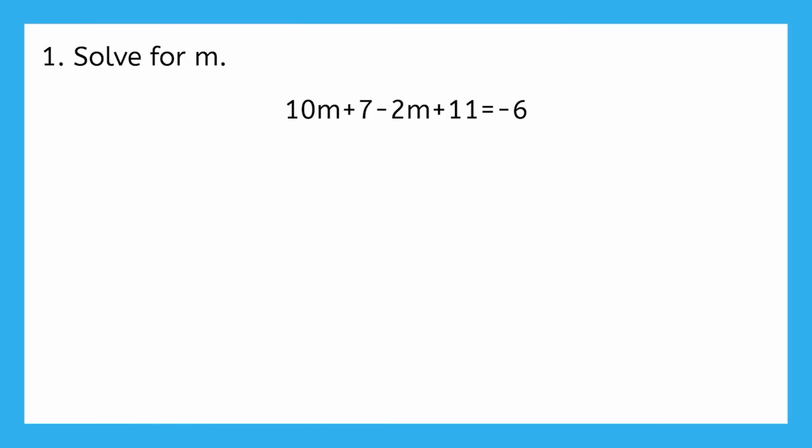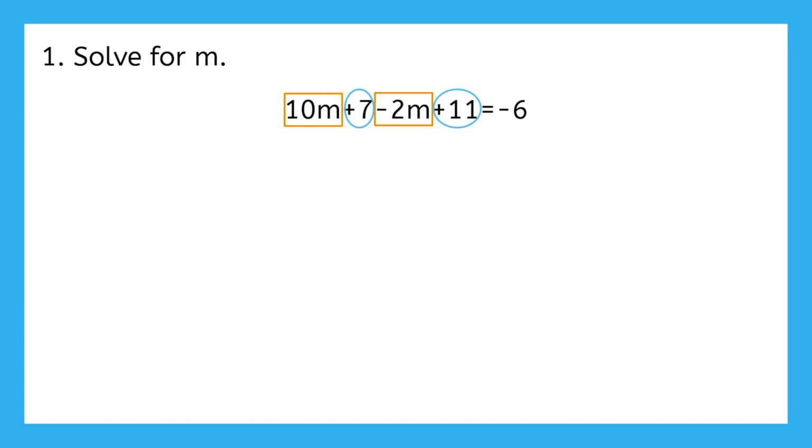Our first example problem says to solve for m. And we have the equation 10m plus 7 minus 2m plus 11 equals negative 6. What do you see here that we can simplify before we start solving? We have several like terms in this equation that we can combine. We have 10m and negative 2m, which both have the same variable. And then we have 7 and 11, which are both constants.